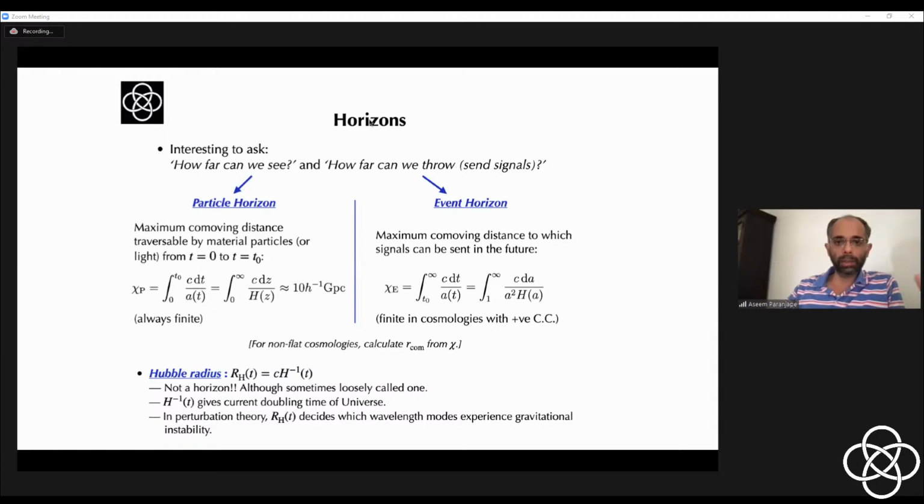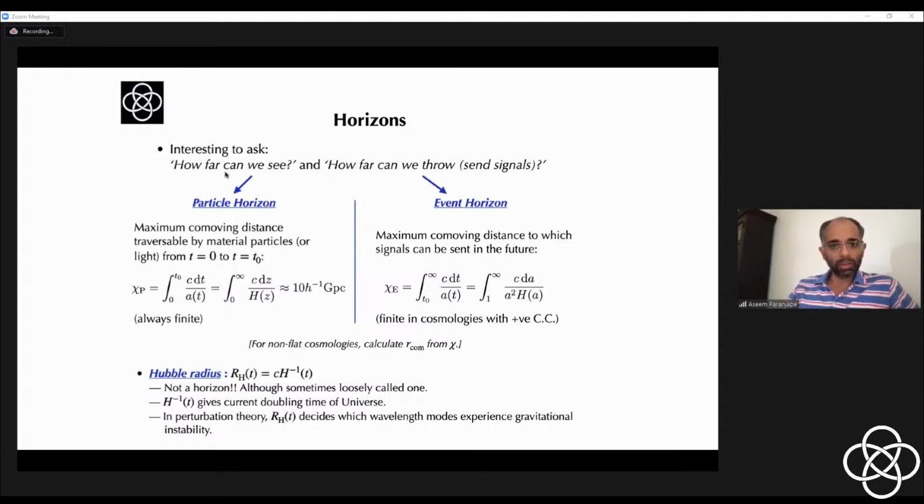So the name horizon is something that tells you about how far you can see. And a related question in cosmology is, how far can you throw? So how far can you see is something about signals coming to you from somewhere. So from how far can signals reach you? And how far can you throw is a question about, if I sit here and throw out a signal, how far will that signal reach? And in cosmology, these two things can be addressed separately.